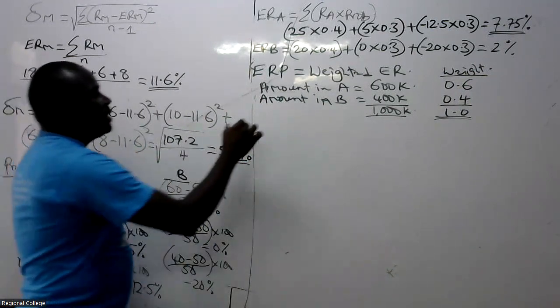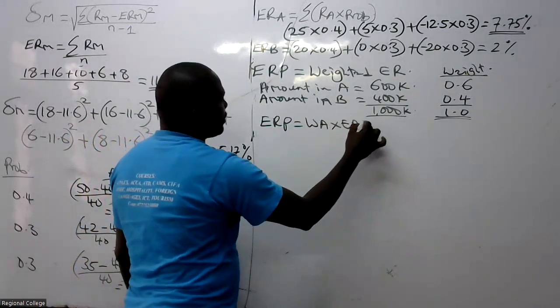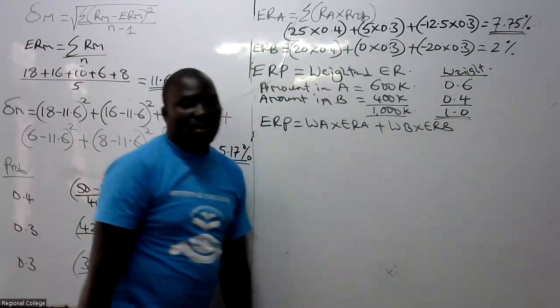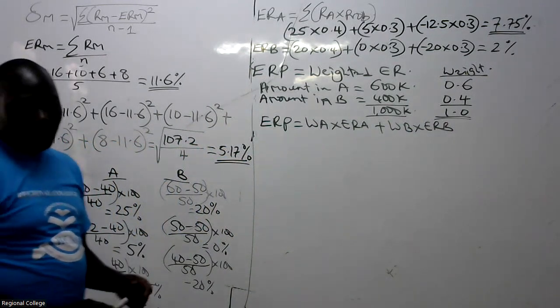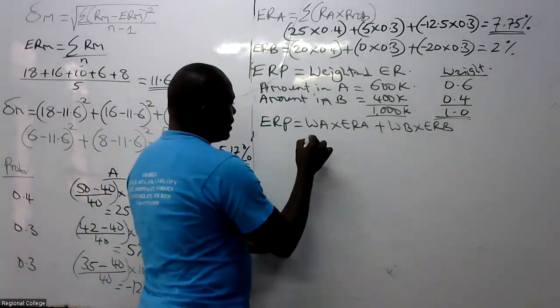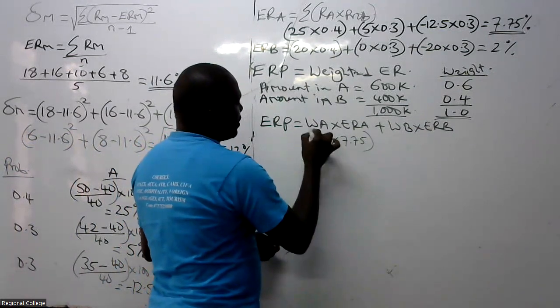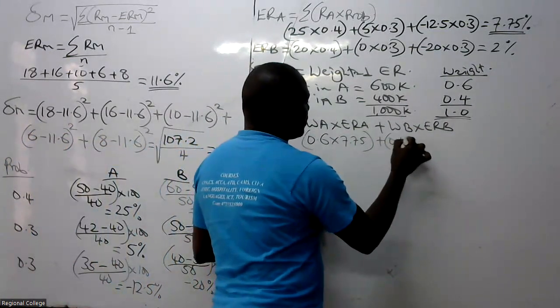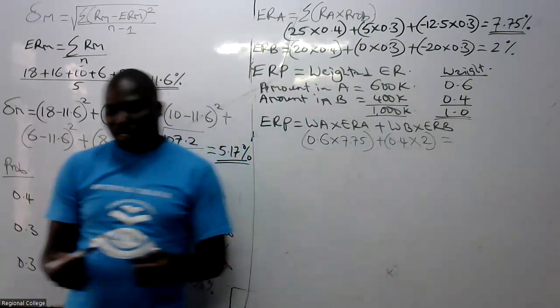So therefore, expected return of the portfolio equals weight of A times expected return of A plus weight of B times expected return of B. Anytime you're talking about a portfolio, you're combining the two assets together. Our weight of A is 0.6, expected return of A is 7.75. Weight of B is 0.4, with an expected return of 2. What is the expected return of the portfolio?